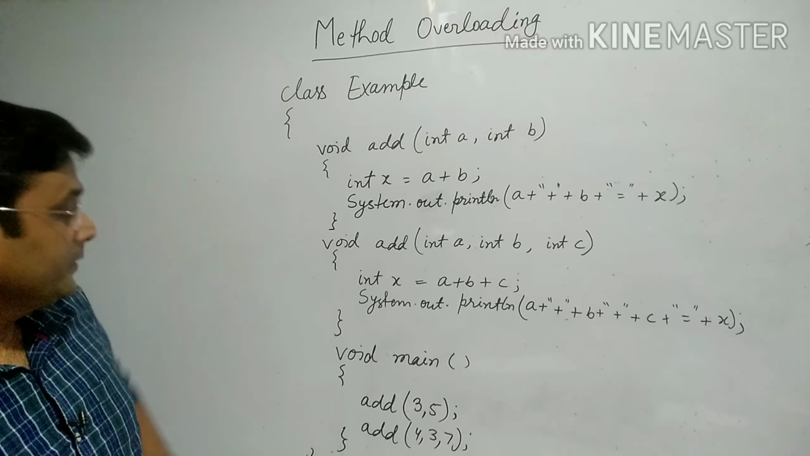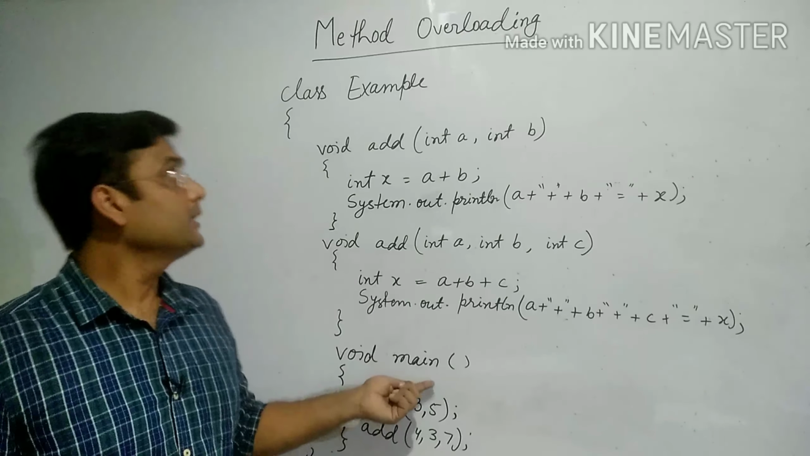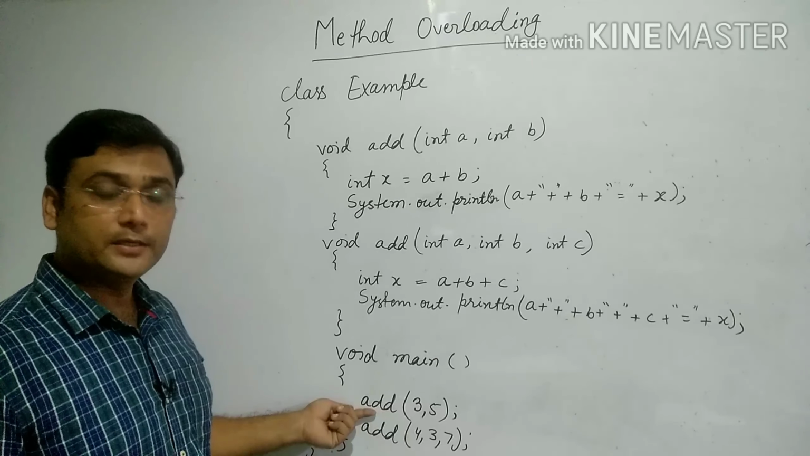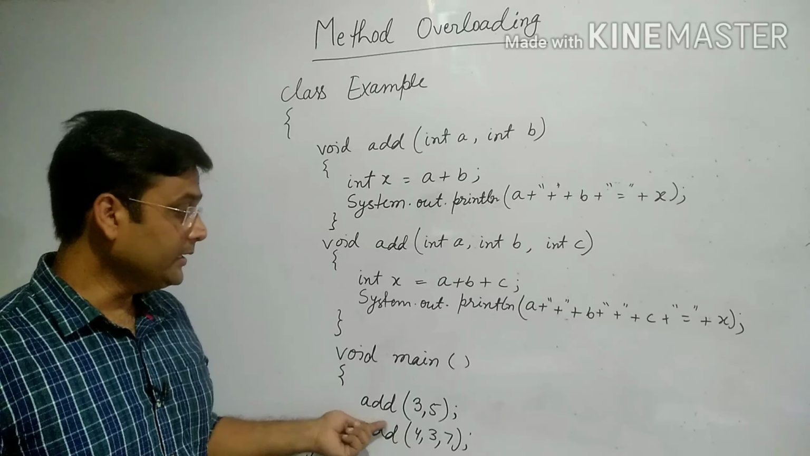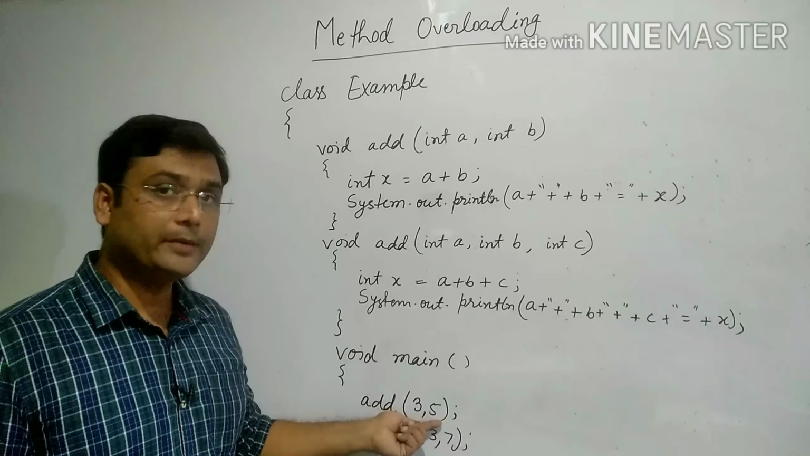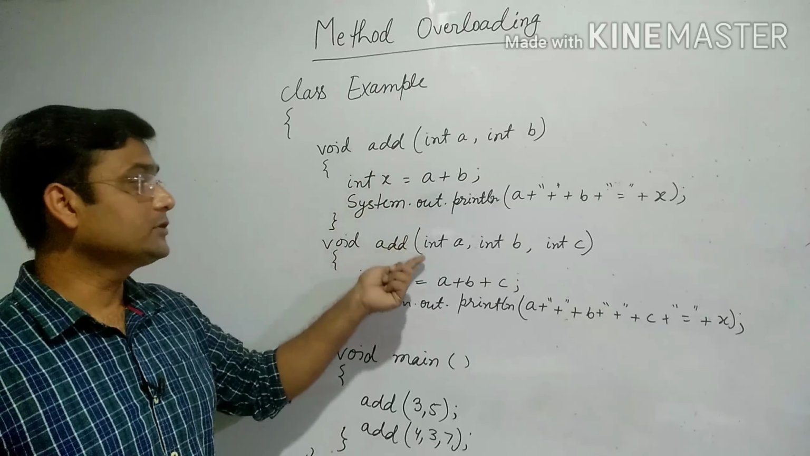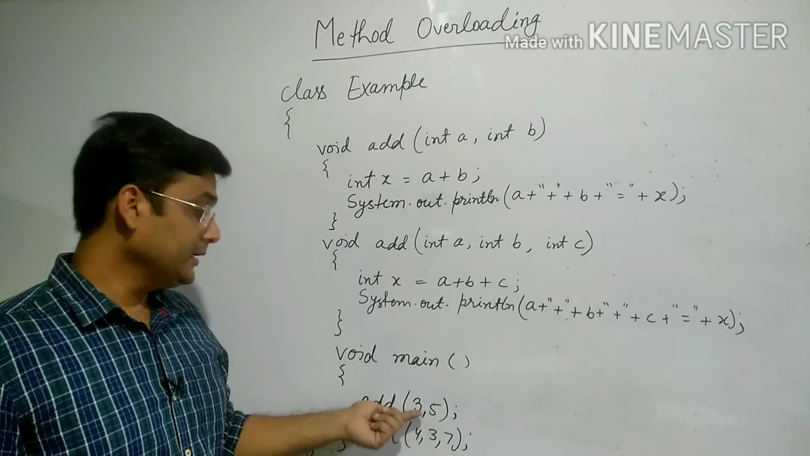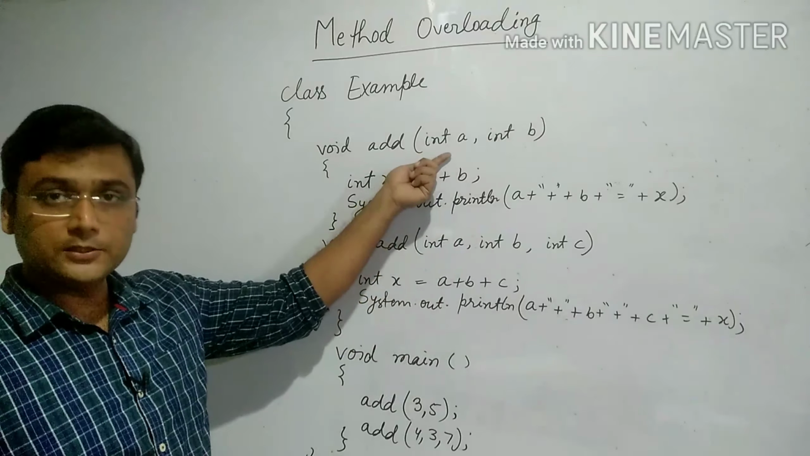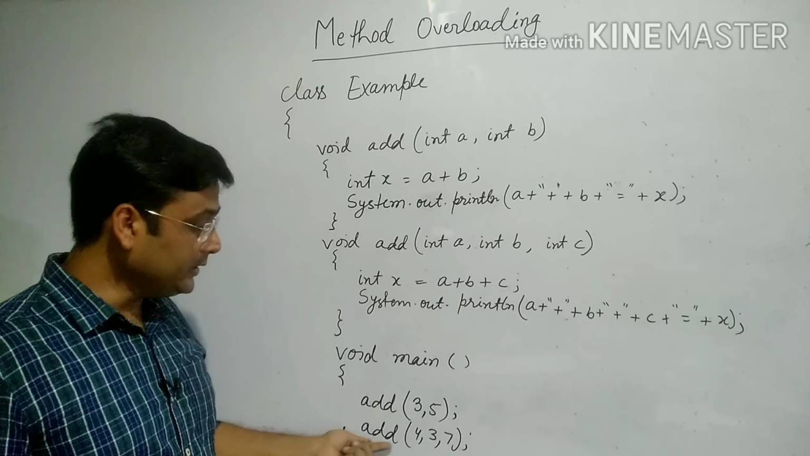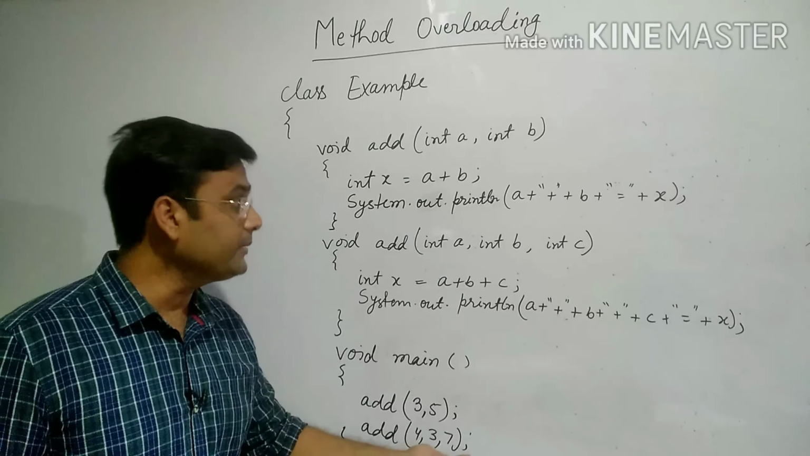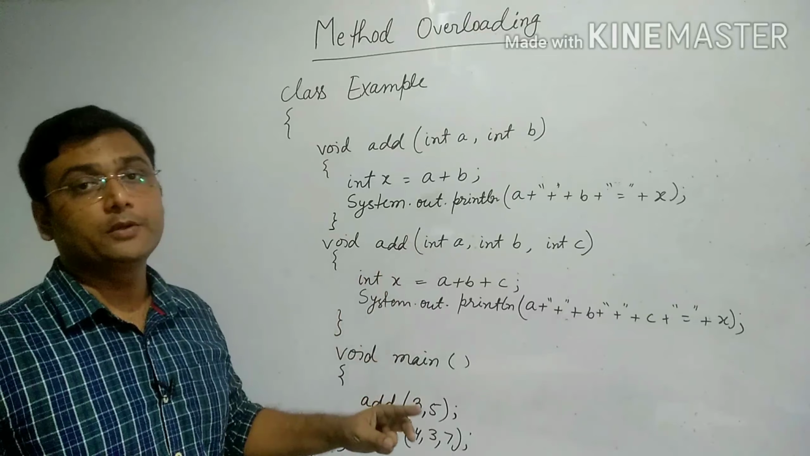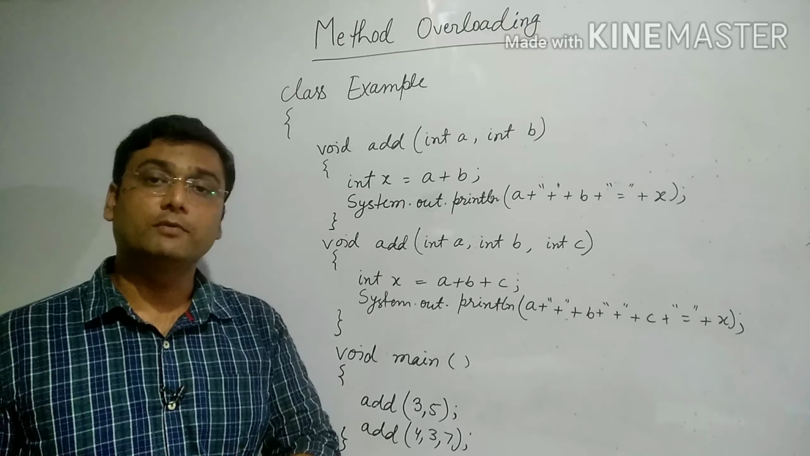So, when we call the main method of the example class, first of all it will call this add method. When the pointer comes here, it will see the parameters. There are two parameters, so this method will be called, not this one, because that has three parameters. This will not be called. It will decide with parameters. There are two parameters, so it will call this one. When the pointer comes to the next add method, there are three parameters, so at that time this add method will be called. So according to the parameters, it will be called. This is the concept of method overloading.